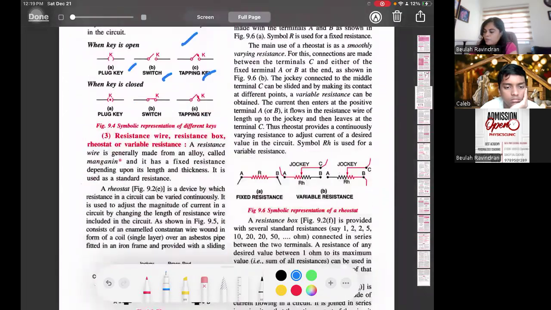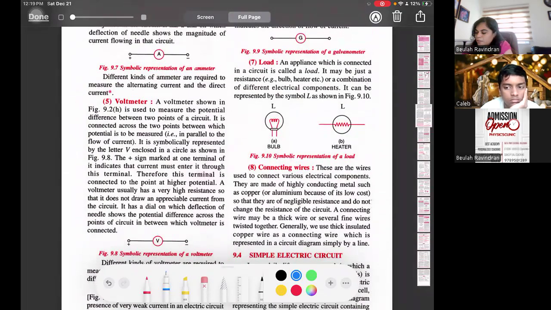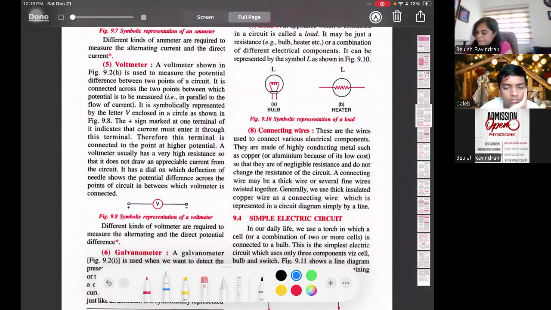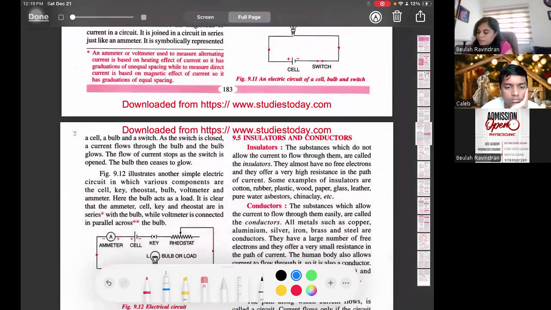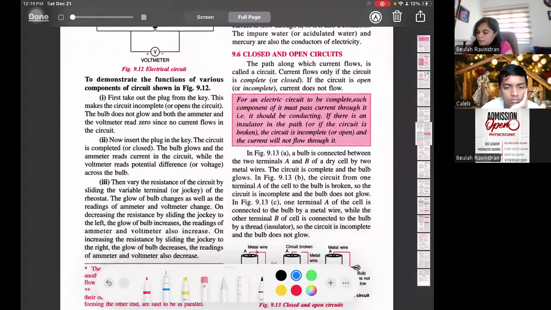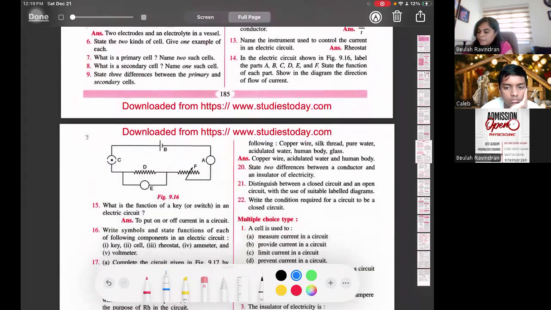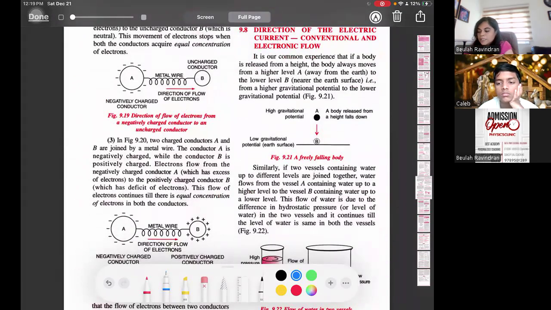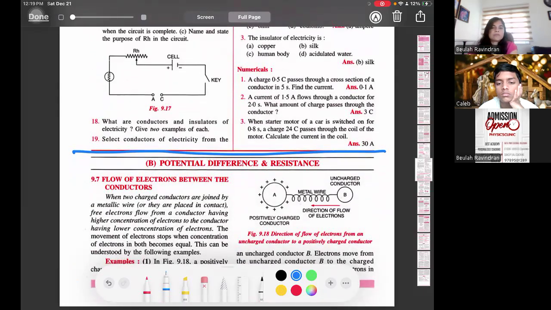I will explain about these resistors in the next class. Until then, you can go through it. The resistors and then voltmeter, connecting wire, everything is given here. Simple electric circuit is also given here, up to closed and open circuit. Until this you can go through. Exercise 9A, finish this. And I have told you about potential difference. We'll discuss it again. So finish until 9A and then submit.